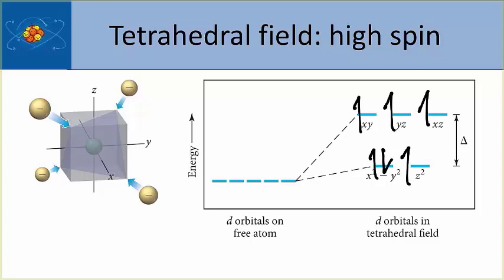So one of the ways you can see the difference between tetrahedral and square planar is the amount of spin that's exhibited in the two complex ions. So if you're just given a formula and you want to know what is the shape of the complex ion, you look at the spin, and the spin helps you determine which one is which.